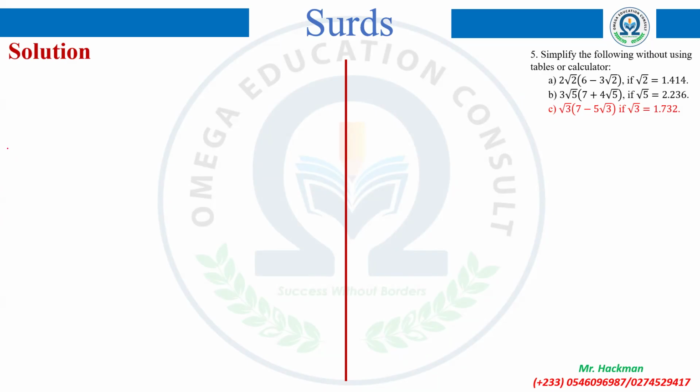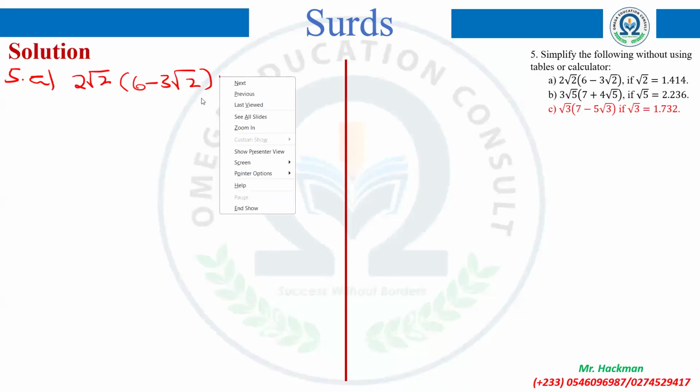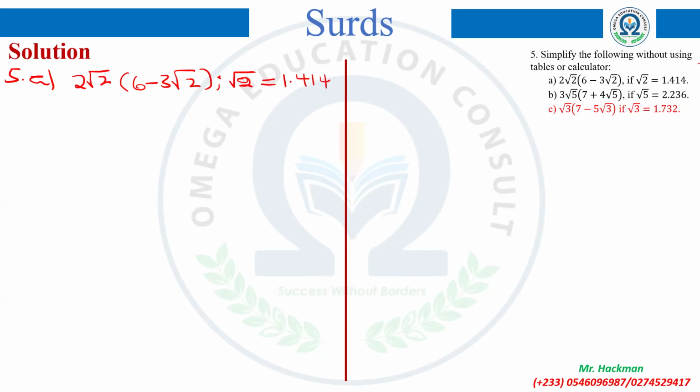So question 5. A, what am I giving? 2 root of 2 into 6 minus 3 root of 2. Then again, you've been given this. I can write a semicolon here, then write root of 2 is equal to 1.414, that's what you've been given. Or you can underline this in the question. Later when you need it, you can go for it and use it. So what is important for you to extract is this.